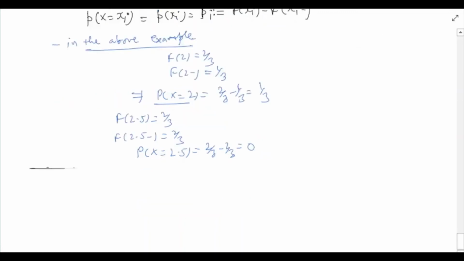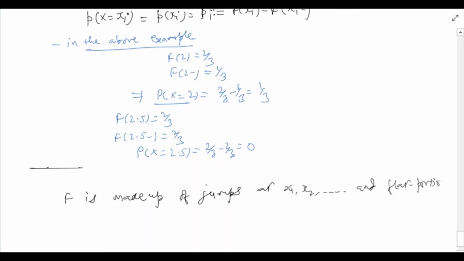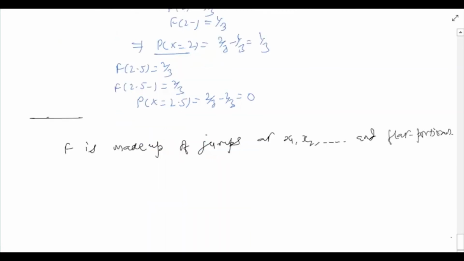In the following, we will be interested in 2 special types of cumulative distribution functions. The first special type is when F is made up of jumps, say at x1, x2 and flat portions. An example is the above die tossing example.